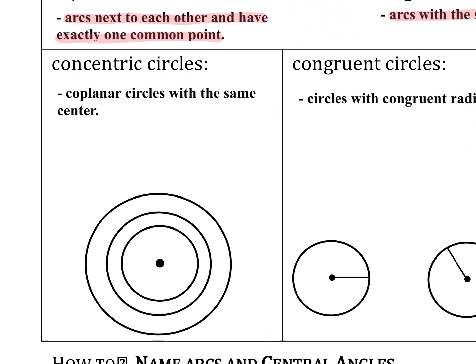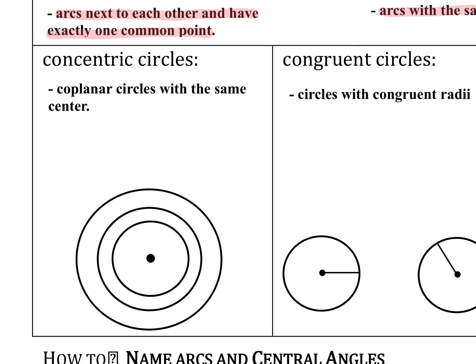Another new term to learn is concentric circles. Concentric circles are coplanar circles with the same center. Just like in this example, you can see that there's one center, another circle, a bigger circle again, and another circle. These are called concentric circles.